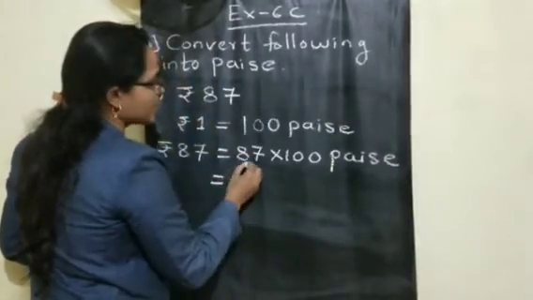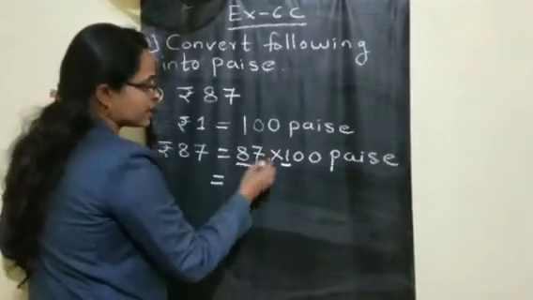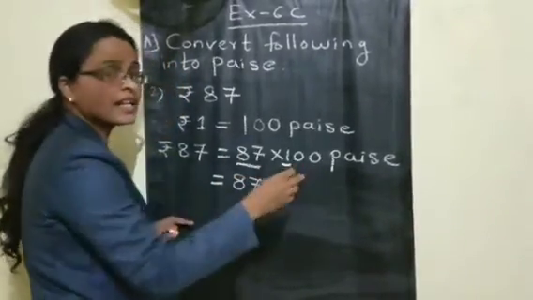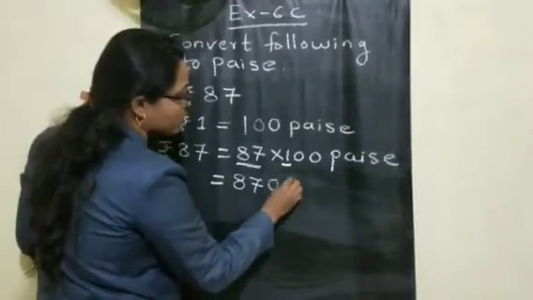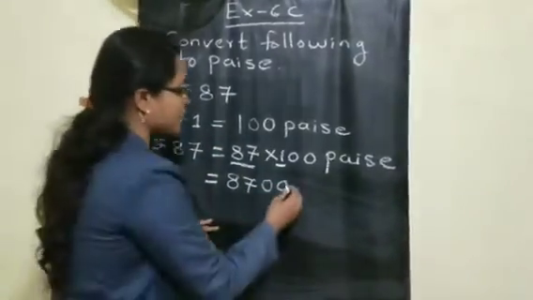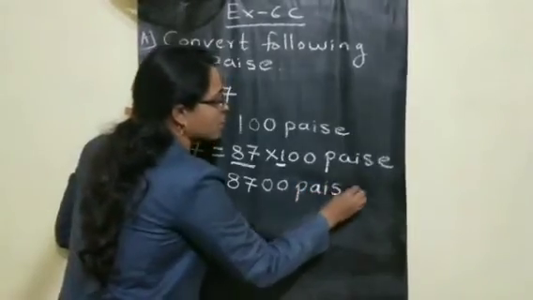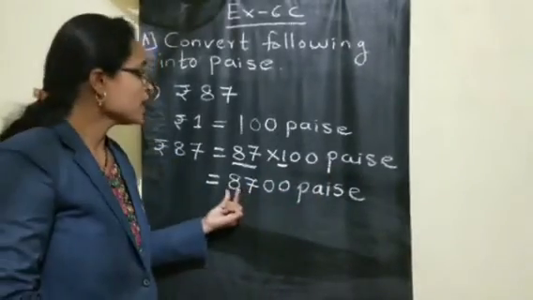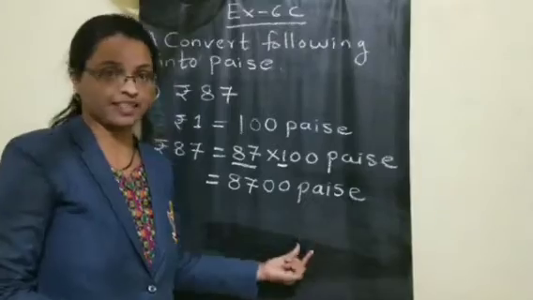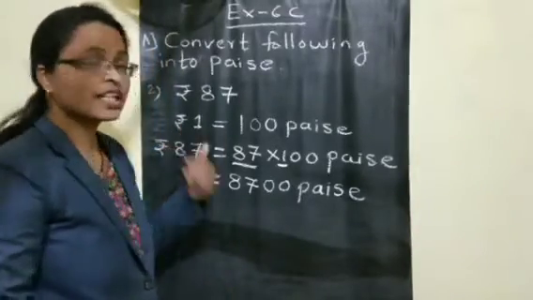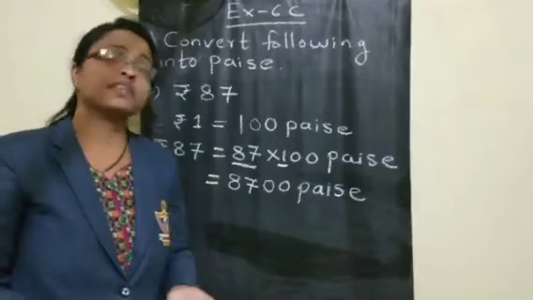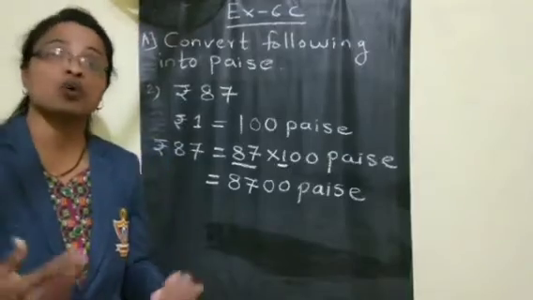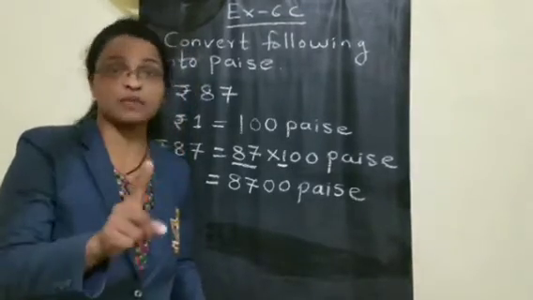So how to convert? 87 multiplied with the 1. 87 ones are 87. So write here 87. How many zeros are there? 2. Insert both the zeros on the right hand side of that number and write paise. So how much are you getting as the answer? 87 multiplied by 100 paise is equal to 8,700 paise. Understanding? Like that, whatever rupees they give you, you have to multiply with 100 and convert rupees into paise. Okay? Because 1 rupee is equal to 100 paise. Keep it in mind.